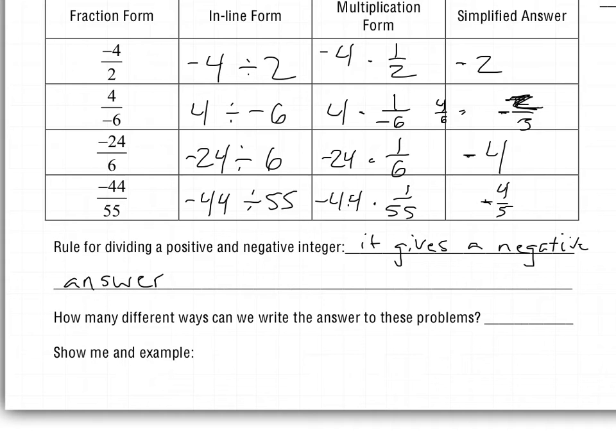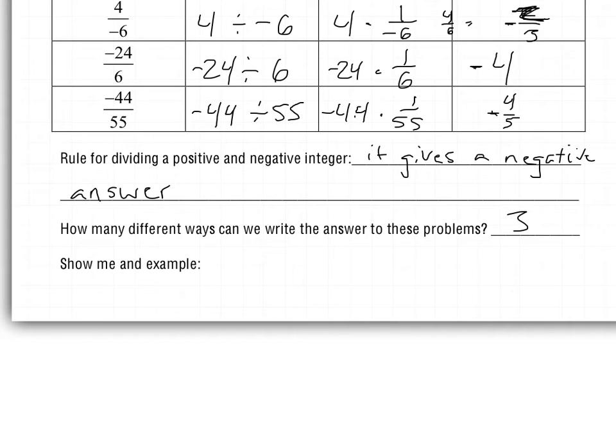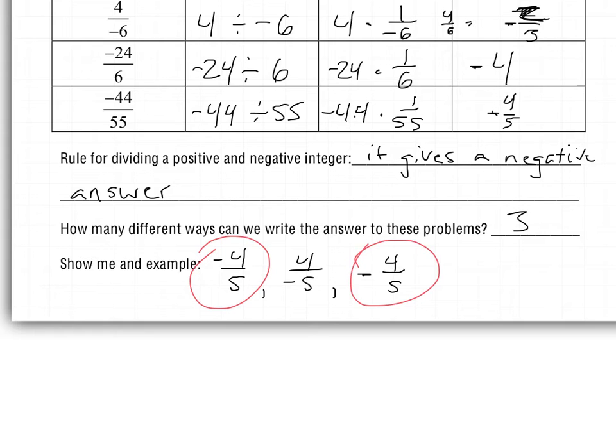So how many different ways could we write the answer to these problems? If we end up with a fraction, there are 3 different ways we can write it. We could write it as negative 4 over 5. We could write it as 4 over negative 5. Or we could write it as negative 4 over 5, with the negative out in front. So those are really 3 different ways we can write this. These 2 are going to be the ways that you're going to see it most often. It's very rare for a mathematician to write it with the negative on the bottom.